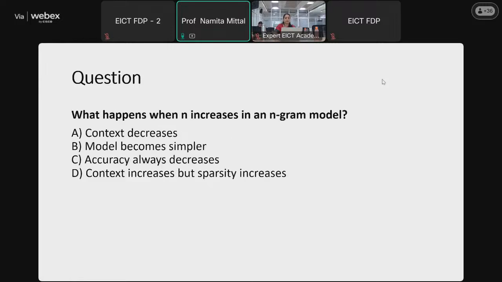Next question. What happens when n increases in an n-gram model? Context decreases? Models become simpler? Not possible. Accuracy always decreases? No, because if it did, why should we go for higher complexity? Context increases, but sparsity increases. The answer is D. You have written well.